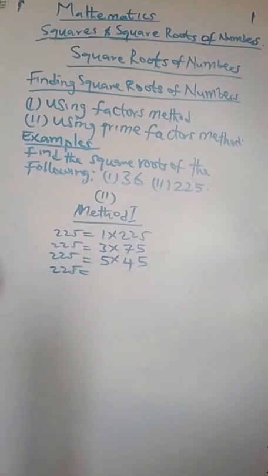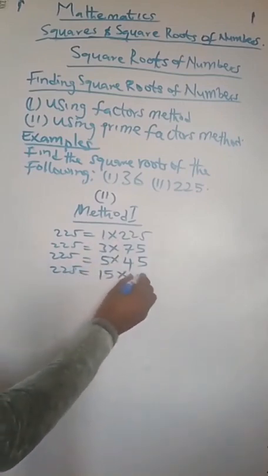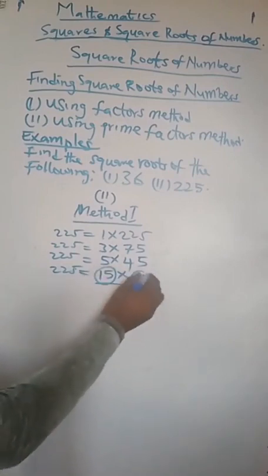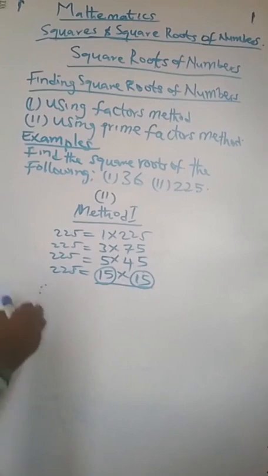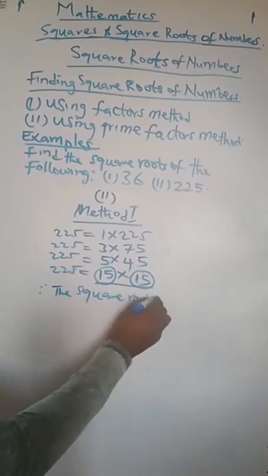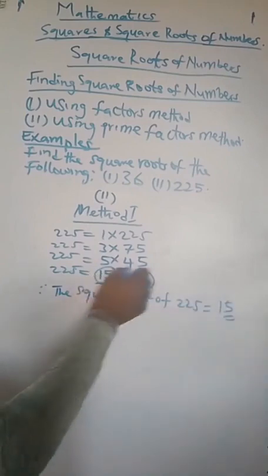7 cannot divide it. 8 cannot divide it. 9 cannot divide it. 10 cannot divide it. 11 cannot divide it. 12 cannot divide it. 13 cannot divide it. 14. But 15 can divide it. 15 times 15. So, you stop here since we have the same number. So, therefore, according to method 1, the square root of 225 is 15, because that's where we get the same number.